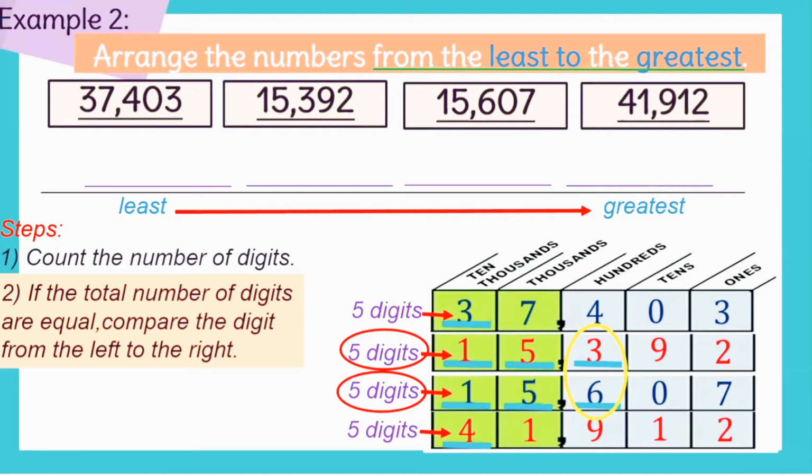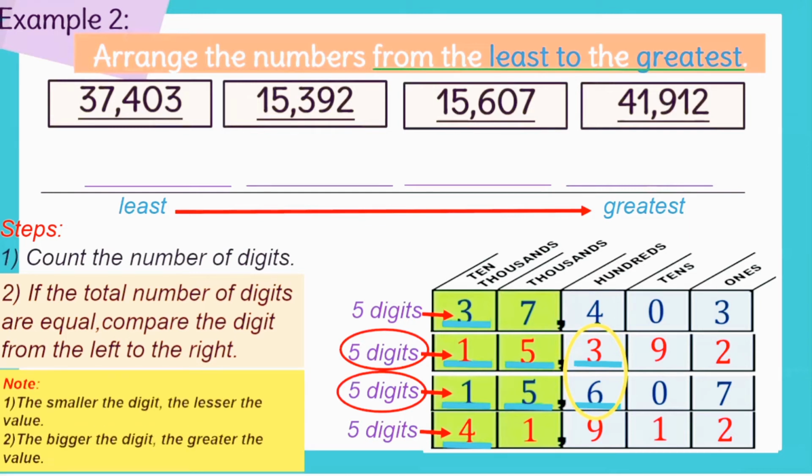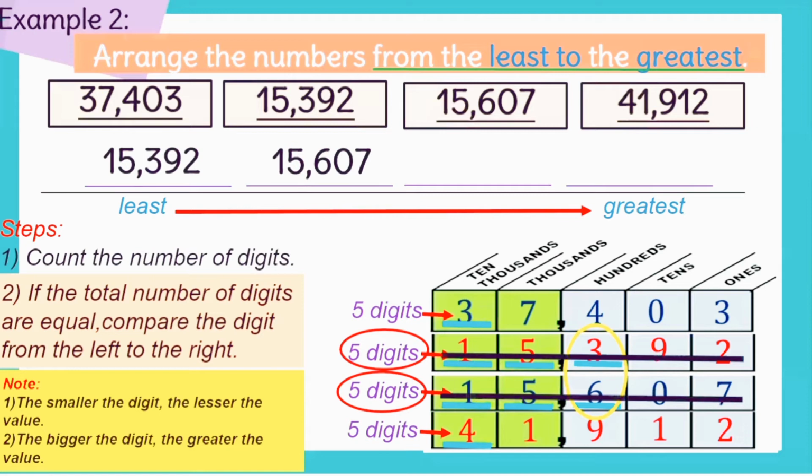We all know 3 is smaller than 6. So therefore, the whole number 15,392 will be the first number in the line because this is the least number among the other numbers. Automatically, the other number that we compared just now will be the second number in the line, 15,607.